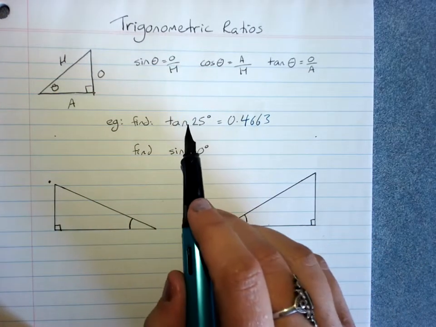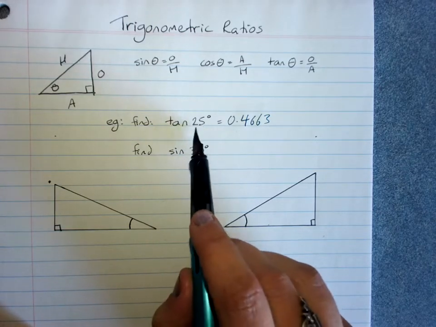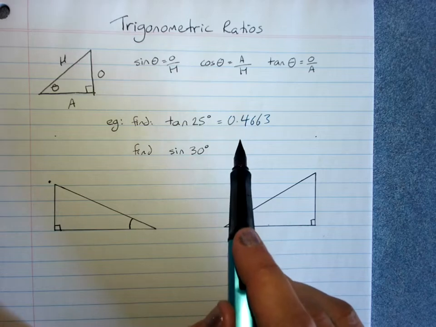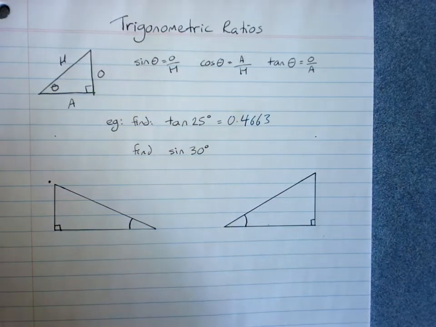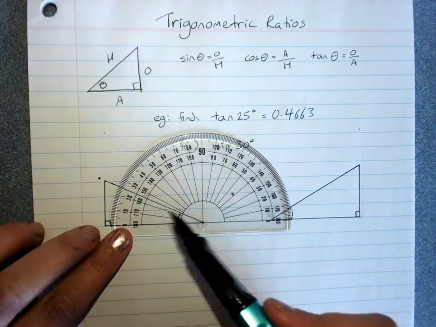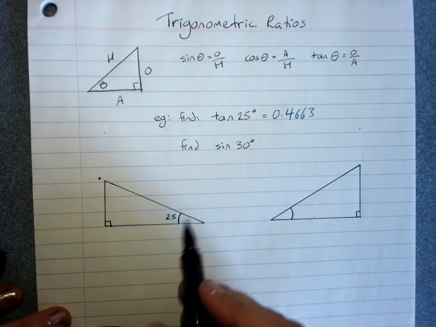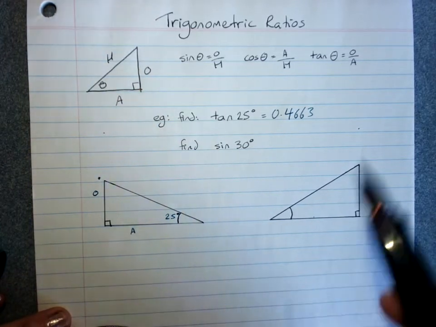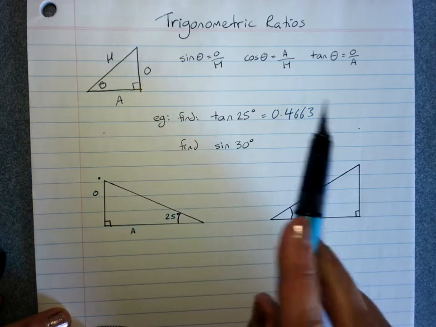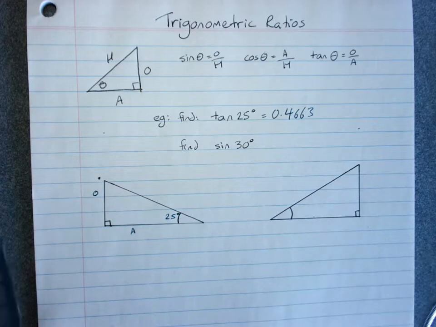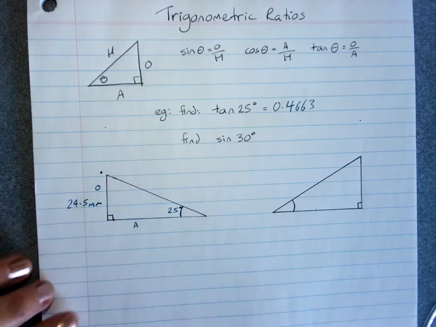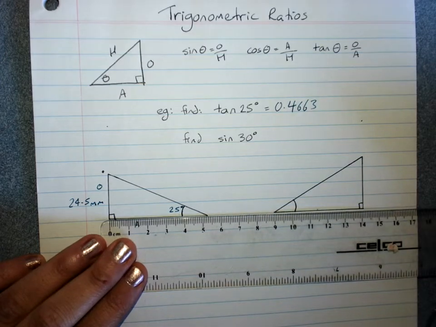What that is saying is that if you draw any triangle that's right-angled with a 25-degree angle, if you do opposite over adjacent, you'll get this amount. This lets us find unknown sides and angles. If you have a look at this triangle here, you'll see I've drawn it with a 25-degree angle. For every 25-degree right-angled triangle, opposite over adjacent should be about that. We can very quickly measure the opposite, about 24.5 millimeters, and the adjacent, about 53.